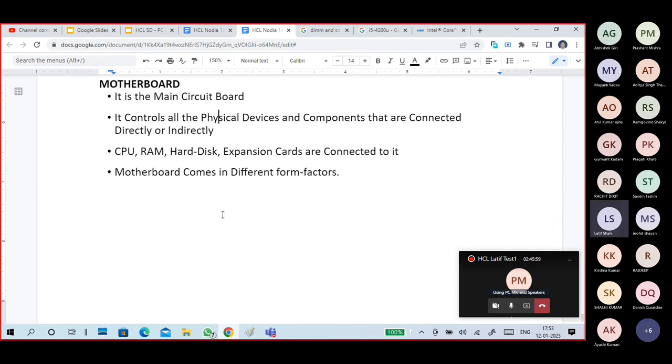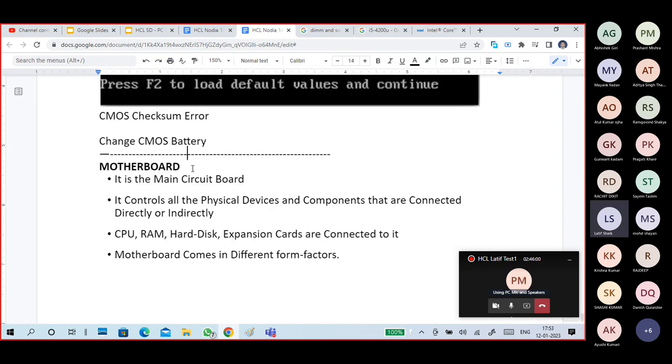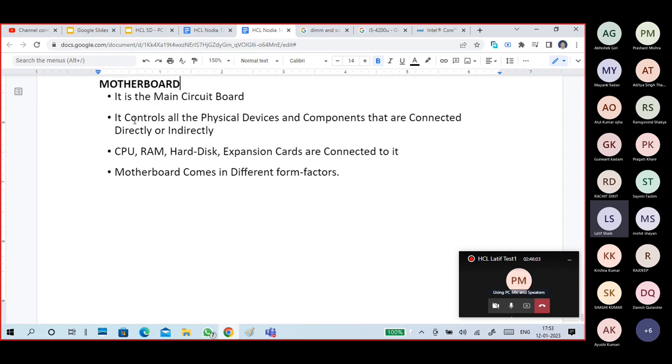It is a main circuit board. What is a motherboard, guys? It is a main circuit board.